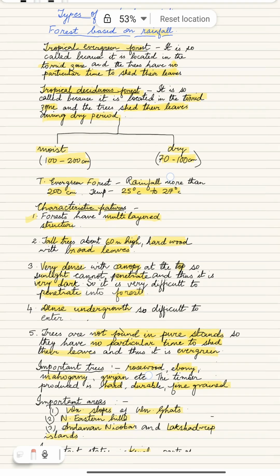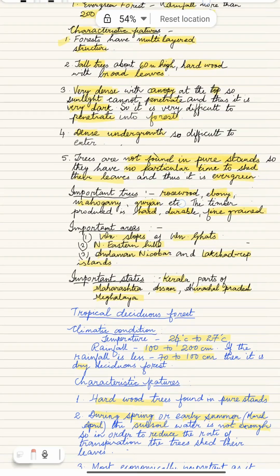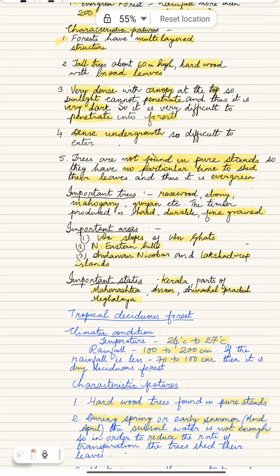Now, important areas where you have this forest. One is the western slopes of the Western Ghats. Number 2, northeastern hills. Number 3, Andaman, Nicobar and Lakshadweep Islands. Important states: Kerala, parts of Maharashtra, Assam, Arunachal Pradesh, Meghalaya.